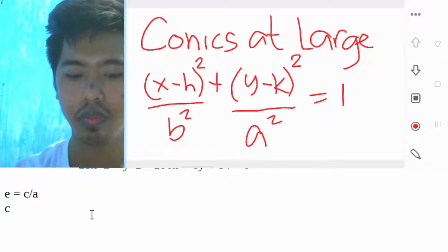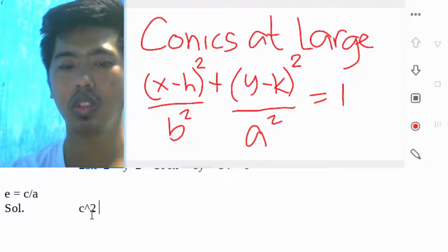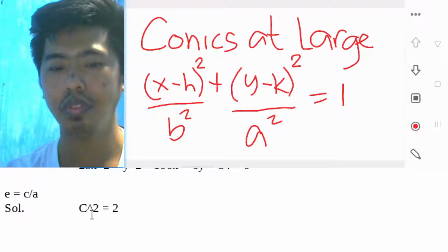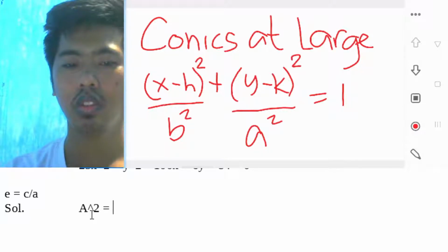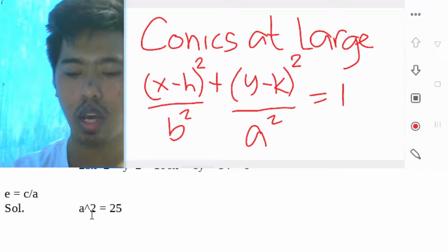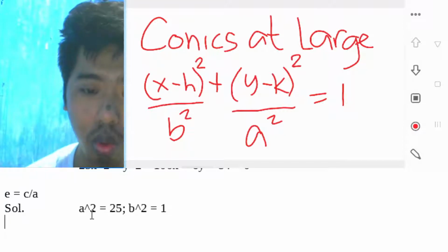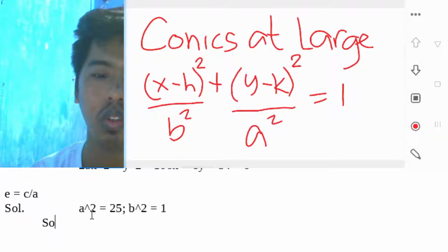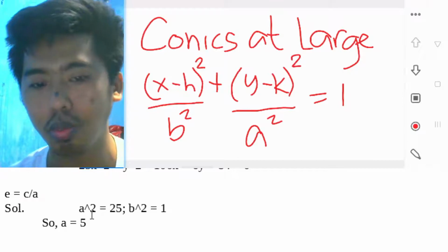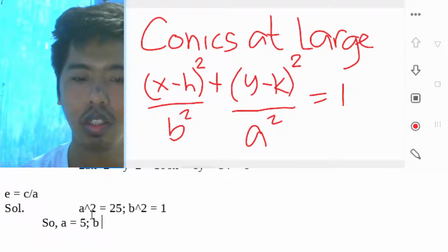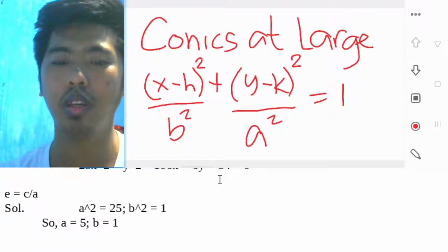A square is 25, while B square is 1. So therefore, A is equal to 5, because if we take the square root of 25, that becomes 5, while B is equal to 1. So what we need to find here is the value of C.